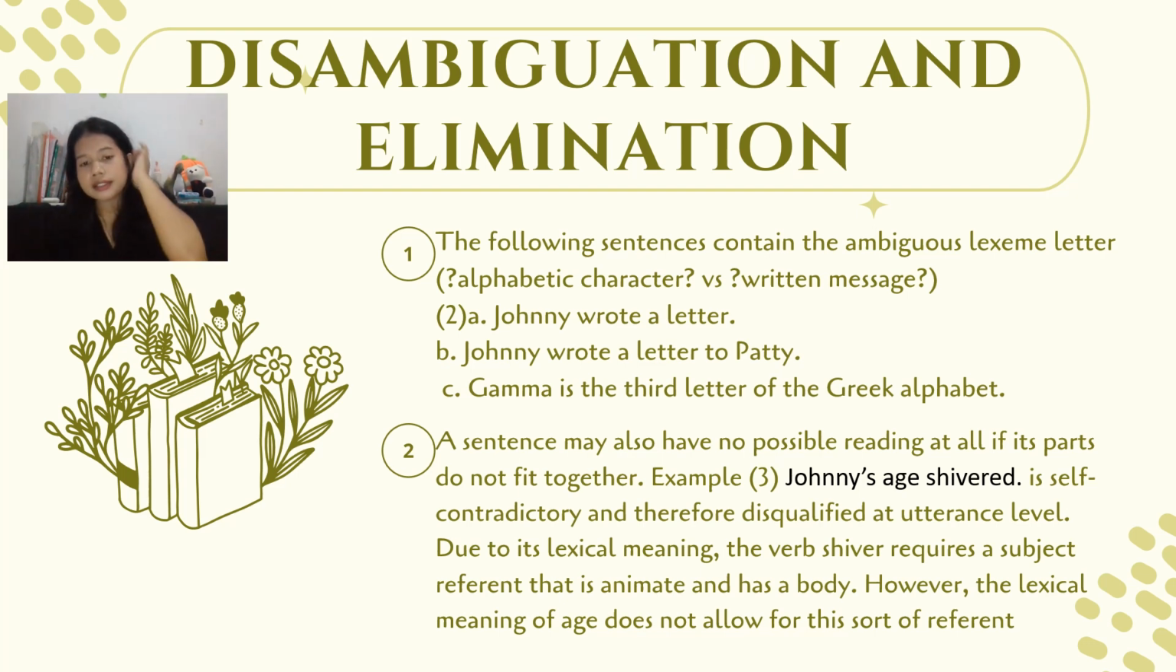Okay, and next, a sentence may also have no possible reading at all if its parts do not fit together. Example: Johnny's age shivered. This is self-contradictory and therefore disqualified at the utterance level due to its lexical meaning. The verb shiver requires a subject referent that is animate and has a body. However, the lexical meaning of age doesn't allow for this sort of referent.